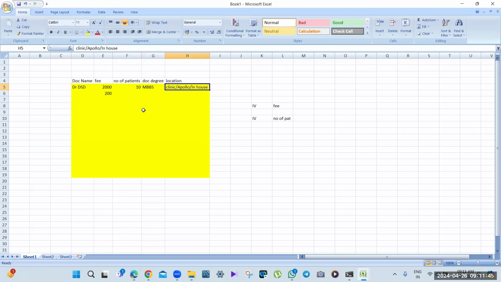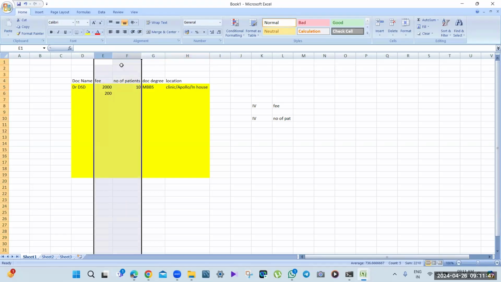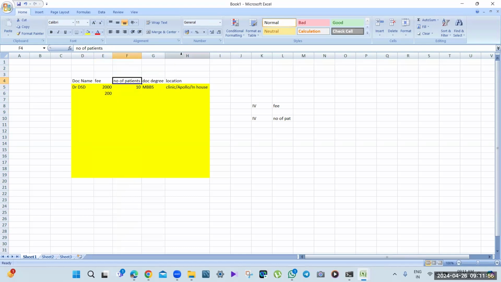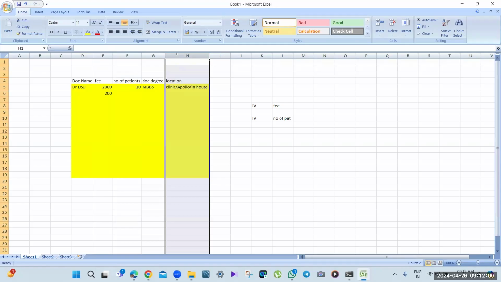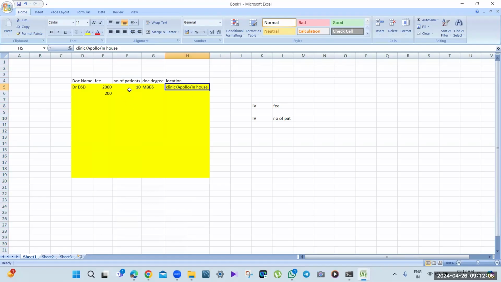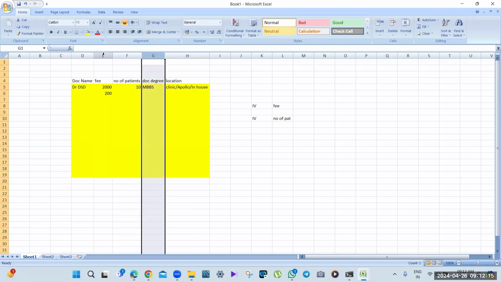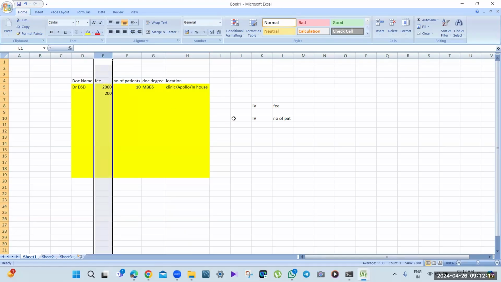Now, in this case, like last time we saw, these two might or might not be correlated. This time, the number of patients will have a correlation with the location, but these two might or might not have any correlation. It depends. If it is a clinic or Apollo or in-house, the patient flow will go up or down. That has very little role to play compared to the other two factors. So, long story short, we can conclude.